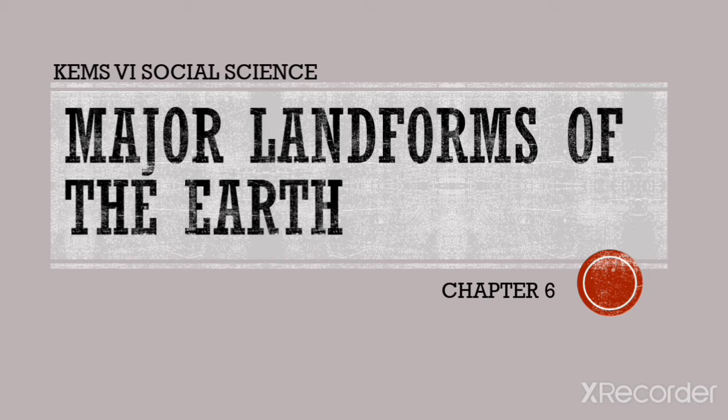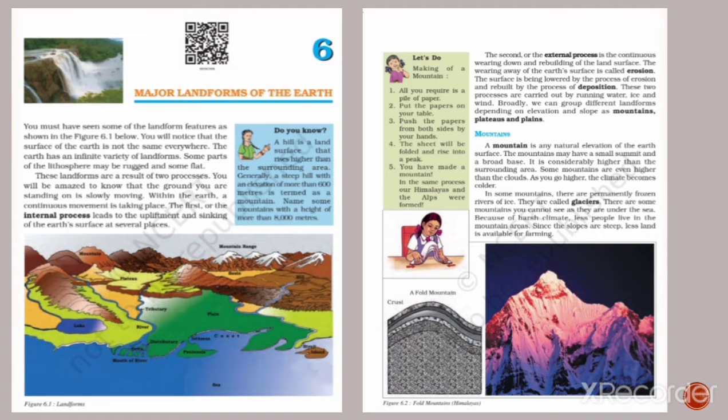Today we are going to study Geography Chapter 6, Major Landforms of the Earth. A landform is a natural feature of rugged raised land or depressed land, like the mountains, hills, valleys, and plateaus, etc. These landforms are made by two processes: internal process and external process.